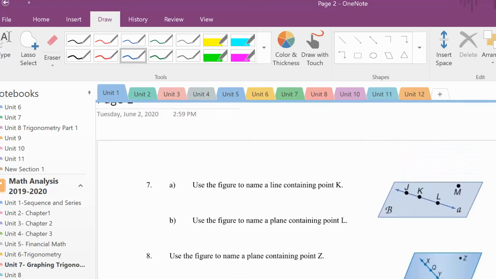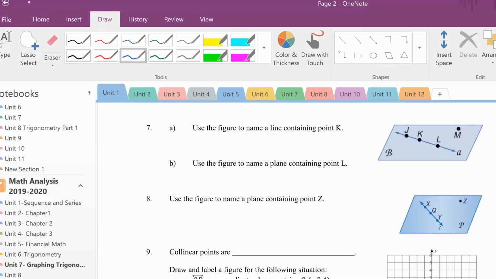All right, so next we're going to look at some diagrams and see what planes and stuff we can look at to answer the questions. So for example here, it says use the figure to name a line containing point K. So here, there's a couple ways that you could do this.